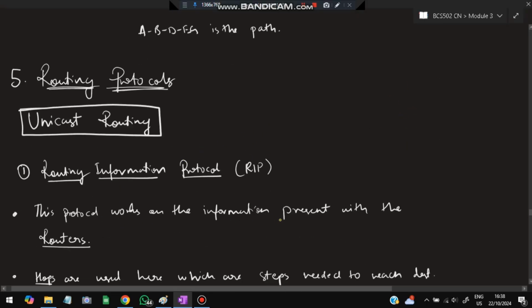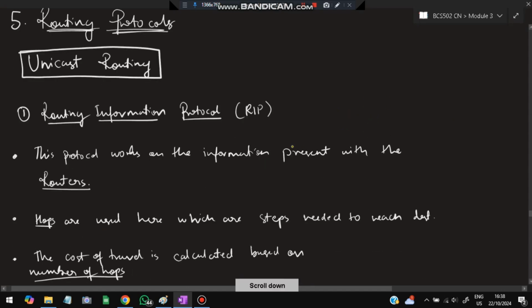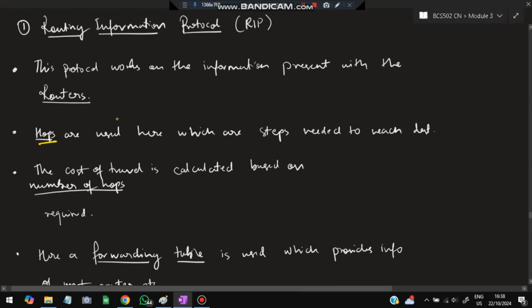Okay, this protocol works on the information present within the routers. So from source to destination, there are different routers present in between, right? So what are the information present in these routers? Based on that information, we'll be doing the routing. That is called as routing information protocol. And here we'll be using hops. Hops, I already told you what is hop. Jumping from one node to another node. Okay, it means going to the next router. That is called as hop.